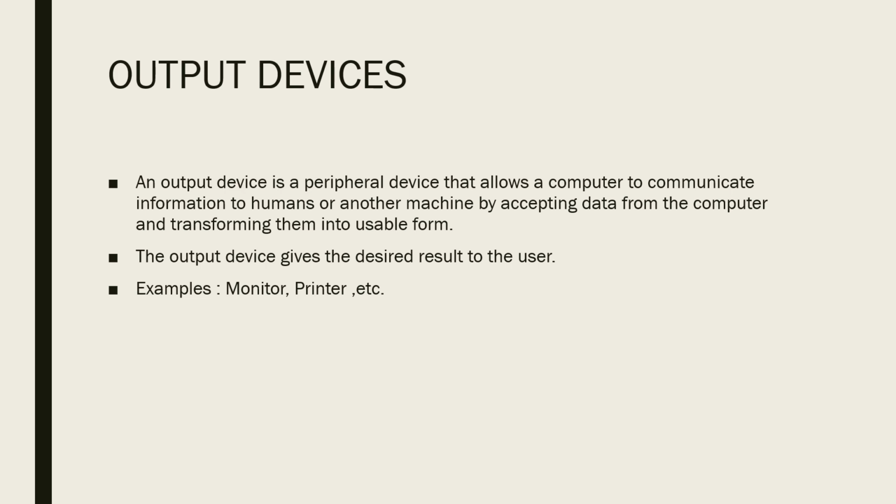And the last topic is output devices. An output device is a peripheral device that allows a computer to communicate information to humans or another machine by accepting data from the computer and transforming them into usable form, which means simply that output devices give the output to the user who has entered data by means of input devices. The data that the computer takes as an input is further processed and then given in the output form by means of output devices. So the examples of output devices are monitor, printer, etc.